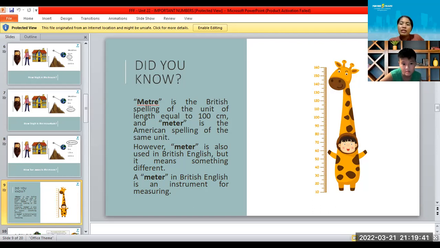Meter is very important. Why? Because there are many uses of the meter. Meter is a unit to measure something. Can you write? Meter is a unit to measure something. We can use a meter to measure things, right? That is why it is very important, just like a number. A number is very important, just like a meter.